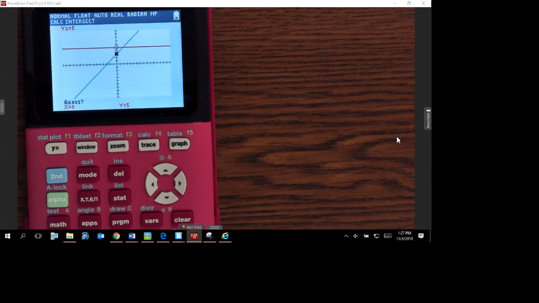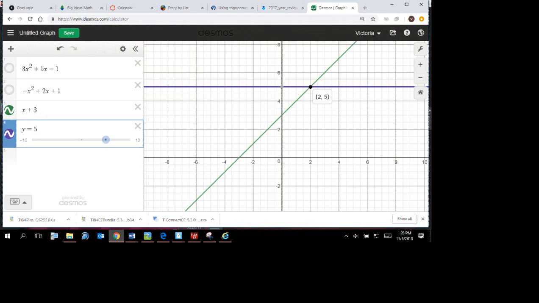And then it says guess. You do have to guess, and I'll show you why on the next one. To guess, you just have to guess the x value, which we already know the answer, but pretend we didn't know. What does it approximately look like x-wise it would be at? Looks like it would be at 2, so I'm going to hit 2, enter. After you hit that, it tells you, here's the intersection, 2, 5. The exact same thing that on Desmos, I just had to click, and it tells you the same thing, 2, 5.